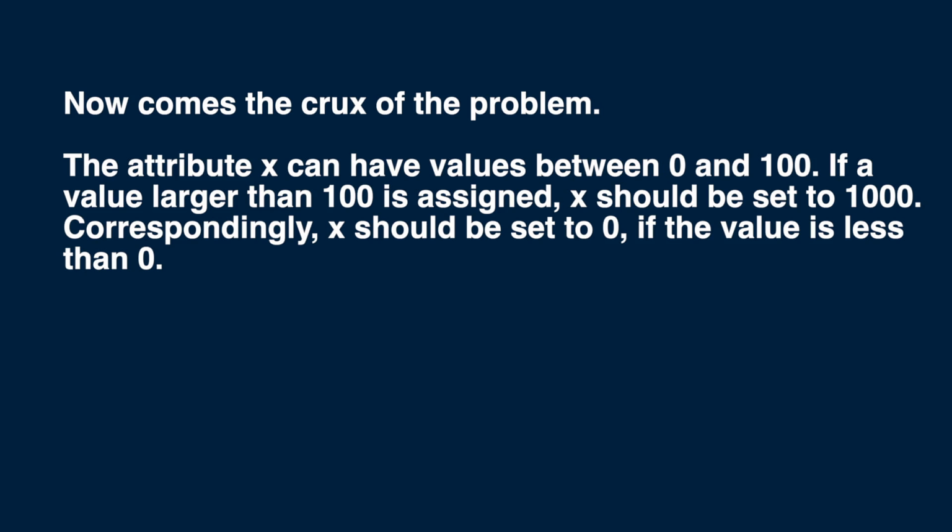Now comes the crux of the problem. What if we want to change the implementation in the future? Let us assume we want to change the implementation like this. The attribute x can have values between 0 and say 100. If a value larger than 100 is assigned, x should be set to 1000. Correspondingly, x should be set to 0 if the value is less than 0. Let us make this change in our example code and run it and see what happens.